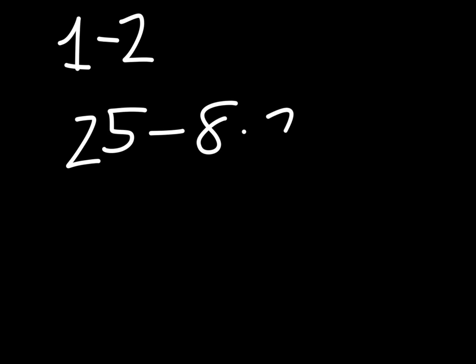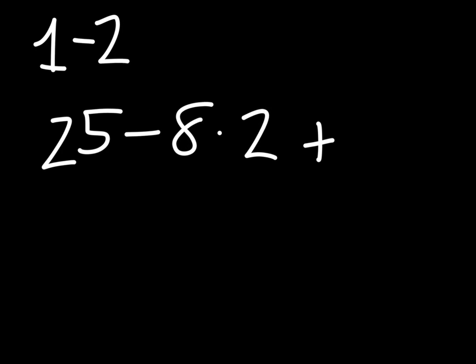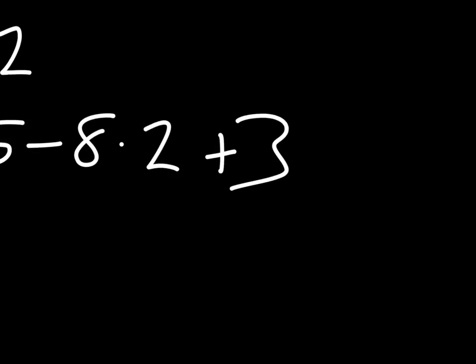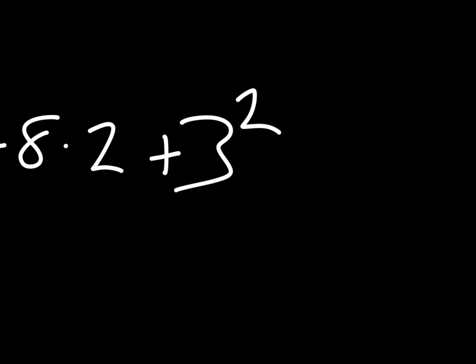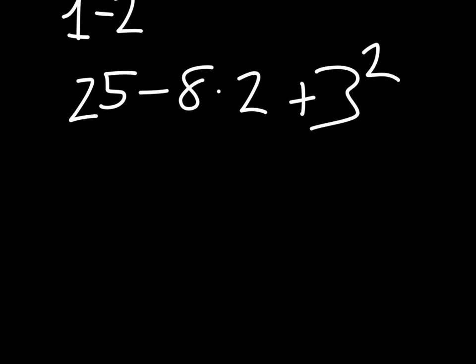1-2 is exponents and order of operations. That's quite simple. For example, I'm gonna work out an example, okay? So if we have 25 minus 8 times 2 plus 3 squared.